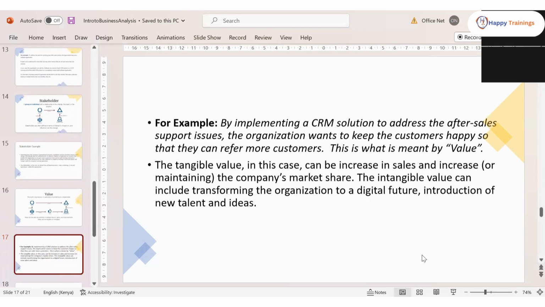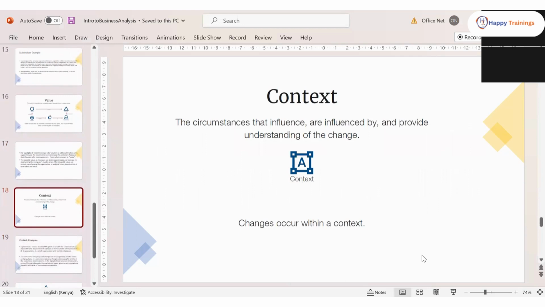Got it. Next up is the context. What is the context of that change? What is the context of a solution? Why was the need there? The circumstances that influence, are influenced by, and provide understanding of the change. Change occurs within a context.